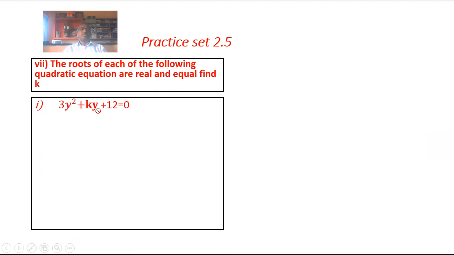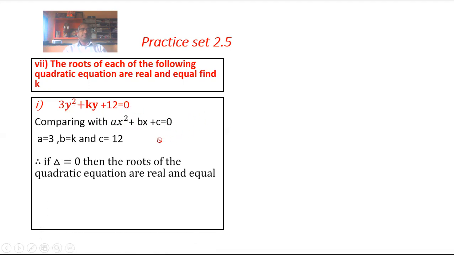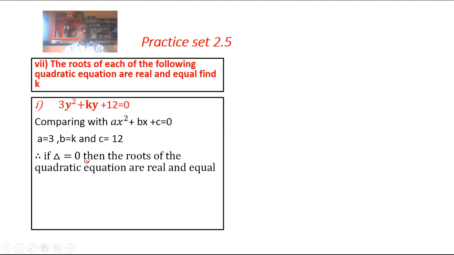First, 3y square plus ky plus 12 is equal to 0. This is a quadratic equation. Comparing this equation with ax square plus bx plus c is equal to 0, the value of a is equal to 3, b is equal to k, c is equal to 12. If delta is equal to 0, then the roots of the quadratic equation are real and equal. And in this problem, the roots of the given quadratic equation are real and equal. Therefore, delta is equal to 0, means delta is equal to b square minus 4ac is equal to 0.